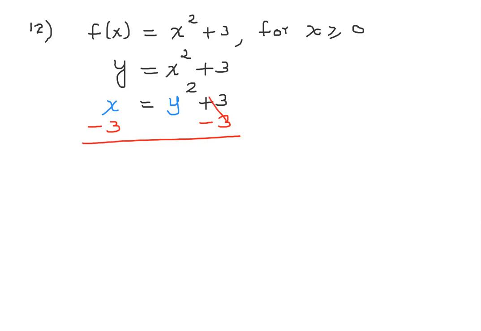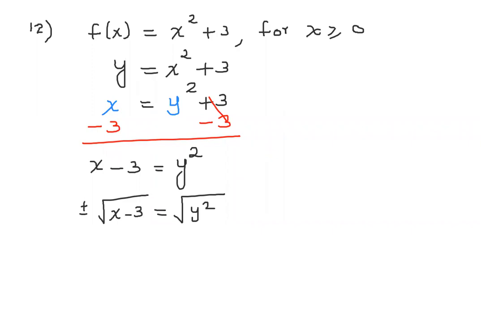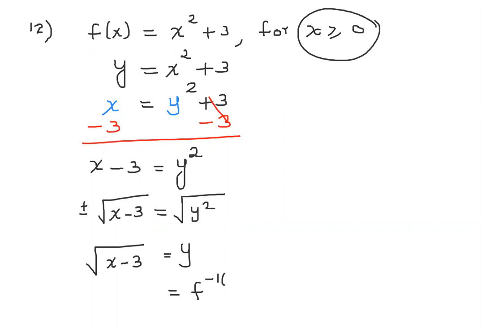So we get y squared equals x minus 3. I have to get the y by itself, so to do that, I have to take the square root of both sides. So it's plus or minus square root of x minus 3. So y is the square root of x minus 3. I'm ignoring the negative because it says x has to be greater than or equal to 0. So finally replace the y by f inverse of x. So f inverse of x is the square root of x minus 3. So this is final.